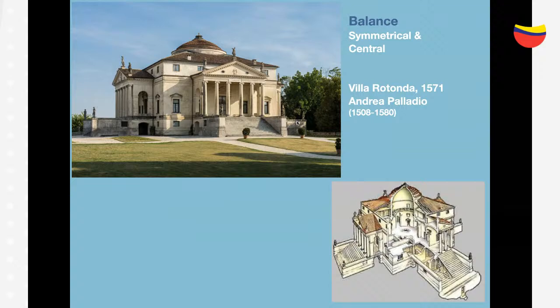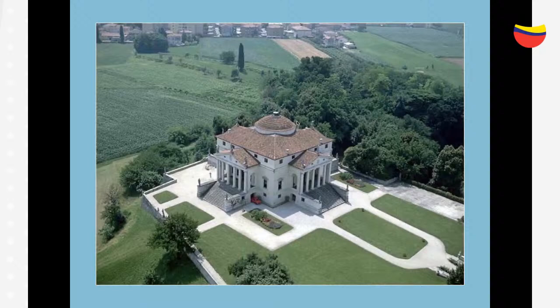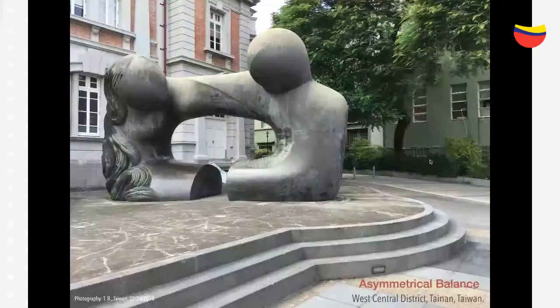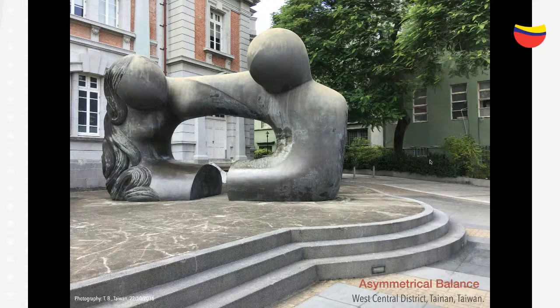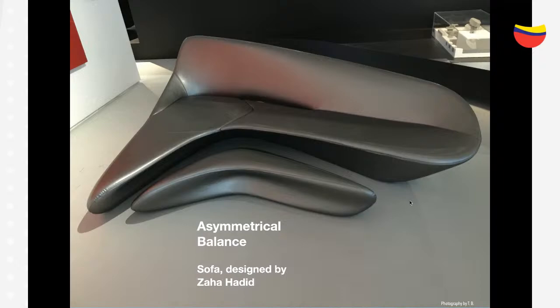Yes, in Italy, Villa Rotonda. Let's go back to the 16th century, 1571, by Andrea Palladio. Okay. This is the image from above, right? The symmetry, the power, the central element, and everything is so clear, visible, so plain, and very, very powerful. Or asymmetrical balance, yes, that's another thing. And I found this balance here in a sculpture that I've seen in Taiwan. Men and women, and although asymmetrical, you see the equality and the balance, you know. So I like that. Or another, this time a piece of furniture, a sofa designed by a famous architect, Zaha Hadid.